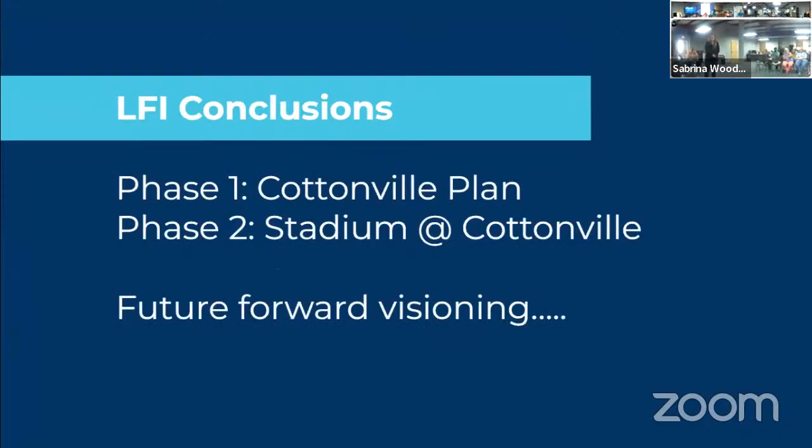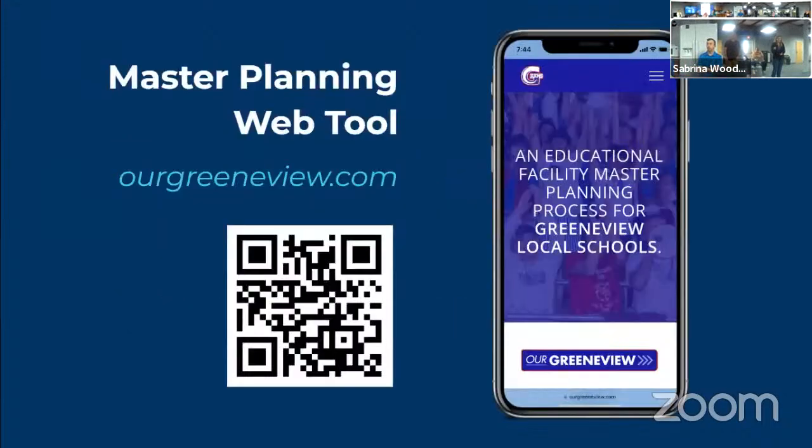In LFI conclusions, phase one, we'd like to see the Cottonville plan. And then phase two is in the future, our stadium being at Cottonville, so we can house all of our athletics at our high school, where our middle school and high school students will be. And then for future forward visioning.